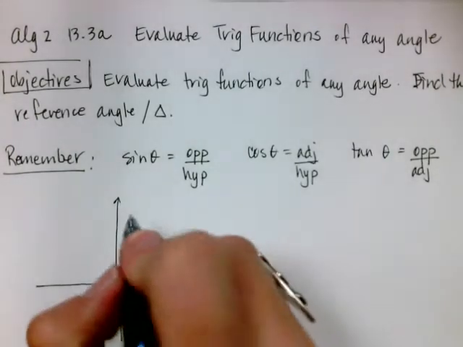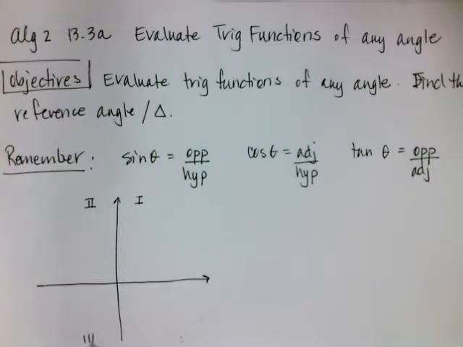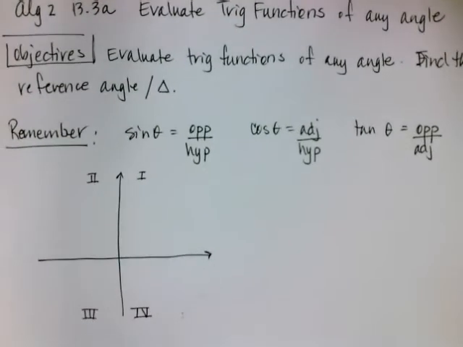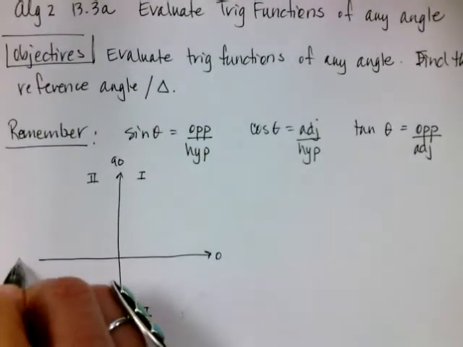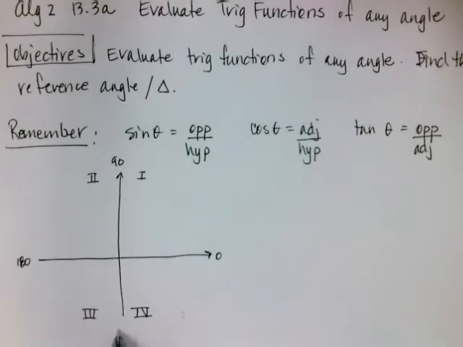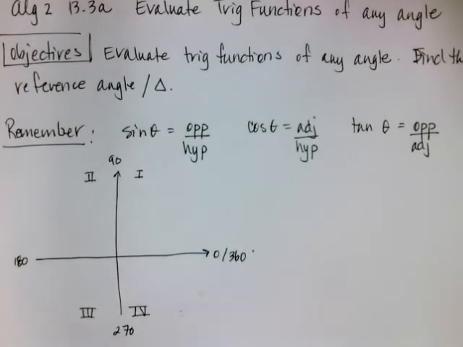memorize. So here are our four quadrants. This is quadrant 1, quadrant 2, quadrant 3, and quadrant 4. Okay? All right, so this is 0. This is 90, 180, this one is 270, and then all the way around is 360.